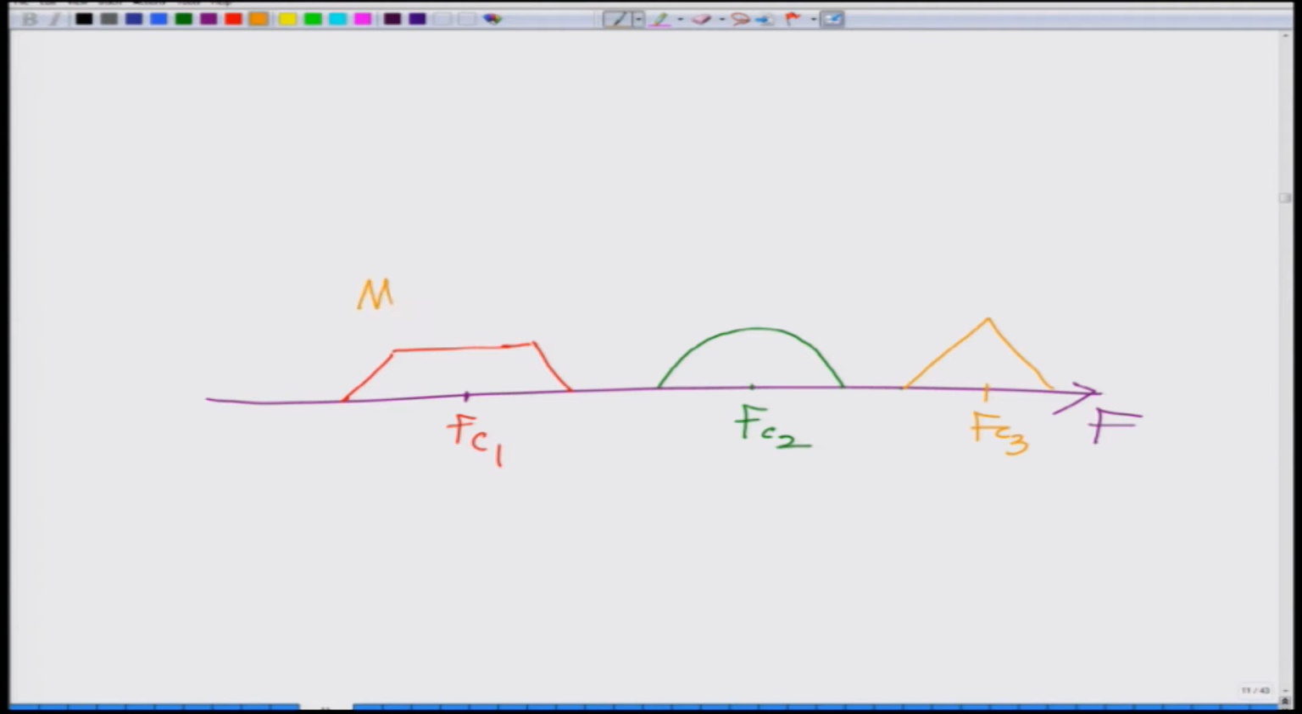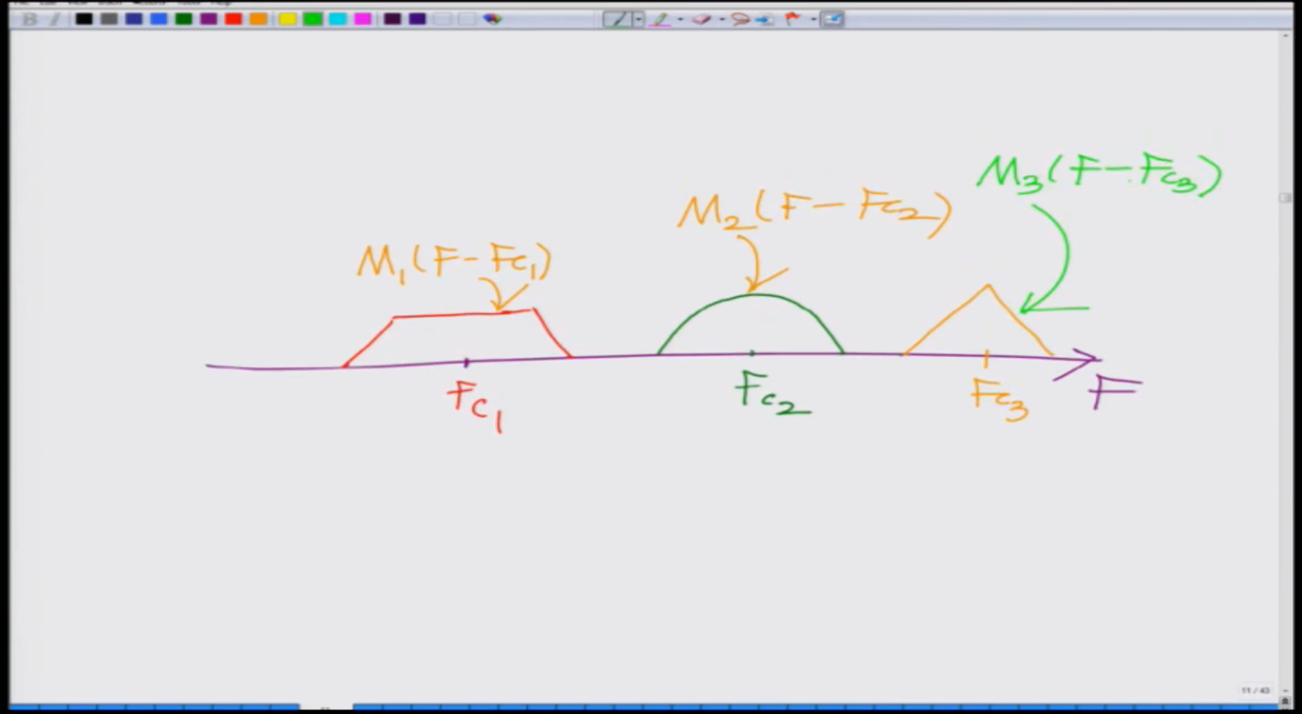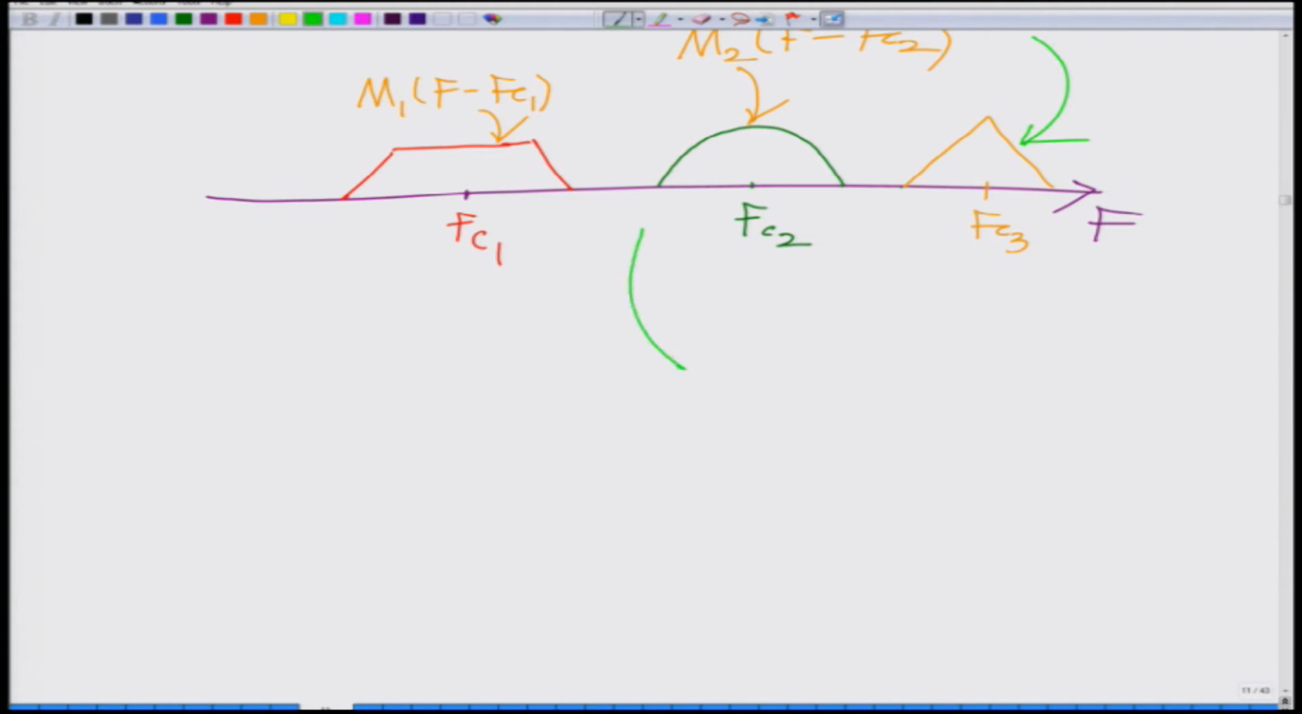So, this is M1(F minus FC1), this corresponds to M2(F minus FC2), and this corresponds to M3 translated to FC3, M3(F minus FC3). This is the spectrum of the composite signal. Now, this composite signal is transmitted over the common channel.